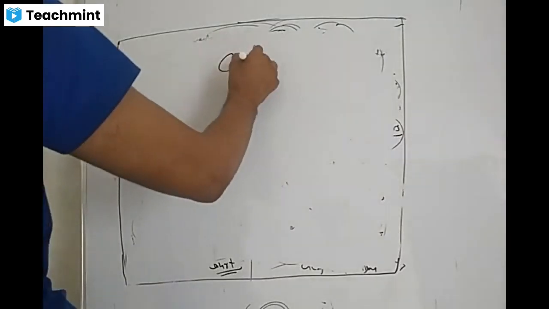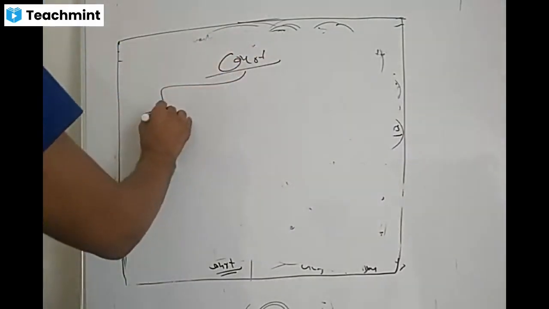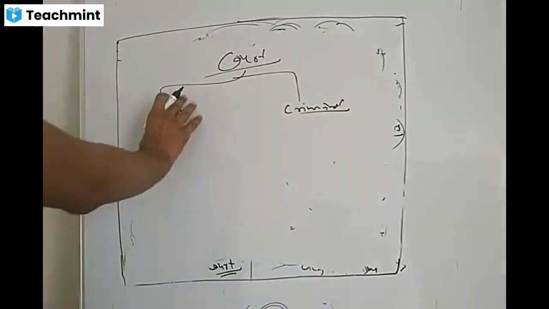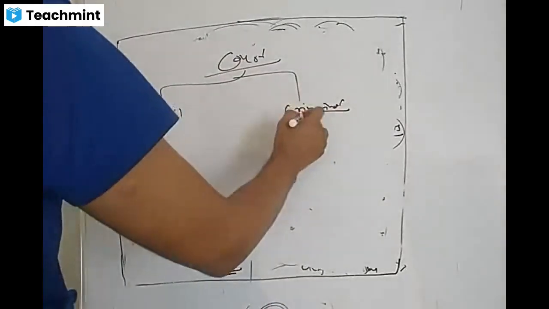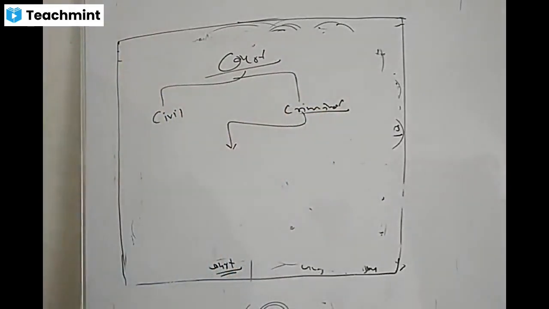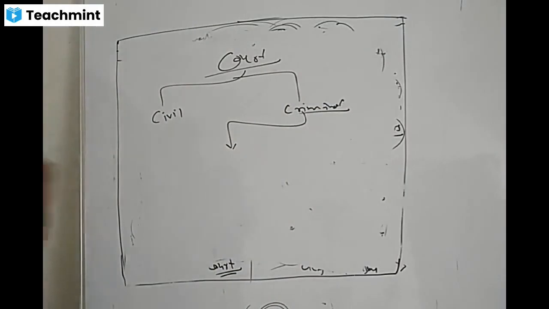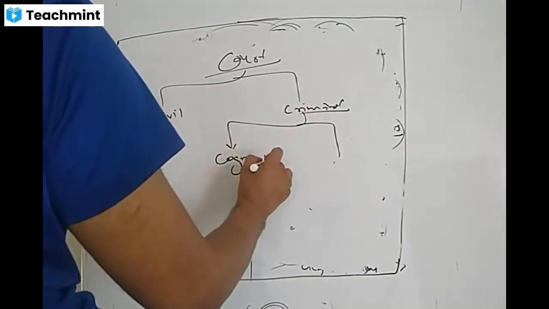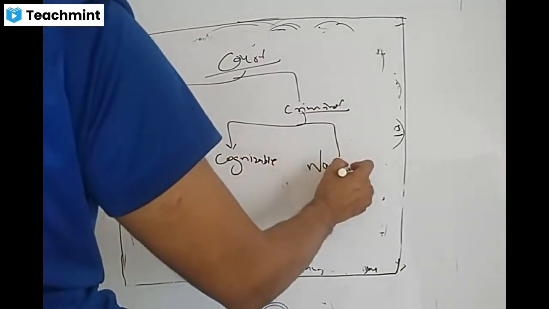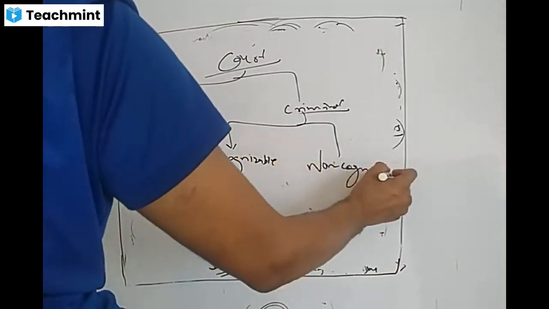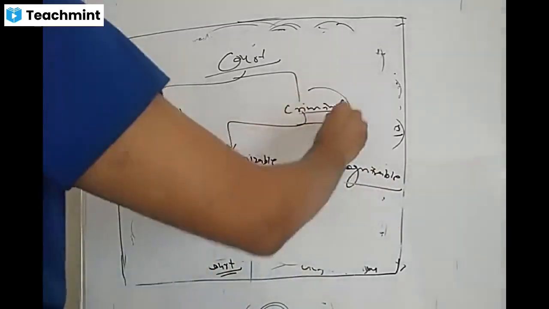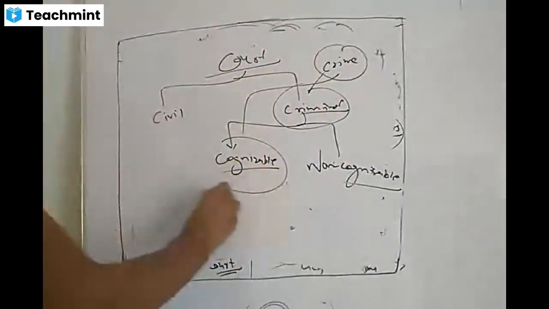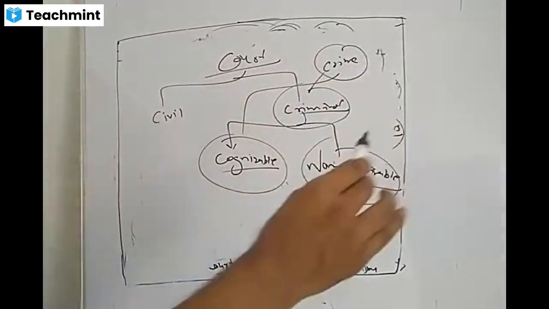So we were studying the types of court. One is civil court and one is your criminal court. Civil deals with the civil cases, criminal with the criminal cases. Then these criminal cases are of two types: one is cognizable, one is non-cognizable. Because there is a crime, that crime is of two types.